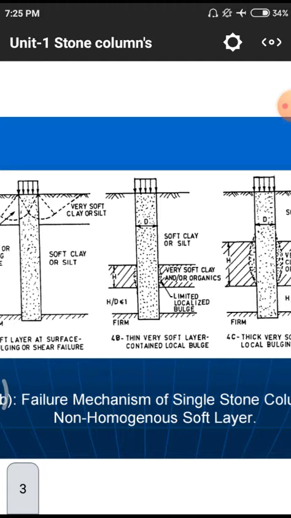After that, in the second diagram we have soft clay or silt and limited localized bulging, very soft clay and organics. That means here we have three different kinds of soil. The first layer is completely soft clay associated with a particular quantity of silt, and in the second layer we have very soft clay and some quantity of organic matter. That means carbon and hydrogen associated matter is in the second layer. After that, we have localized bulging. So there may be three kinds of soils associated with a single column.